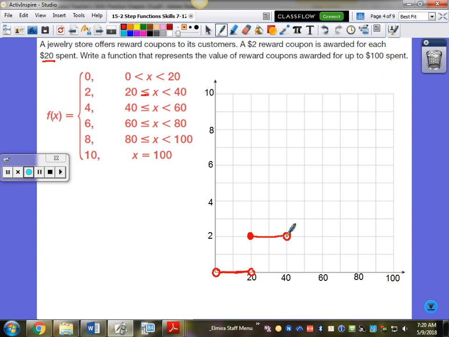At 40, you're going to get the $4 coupon, coloring that in. And at 60, not colored in. And this kind of just follows the pattern. And when you get to 10, we're just going to place a dot here, because we've run out of space.